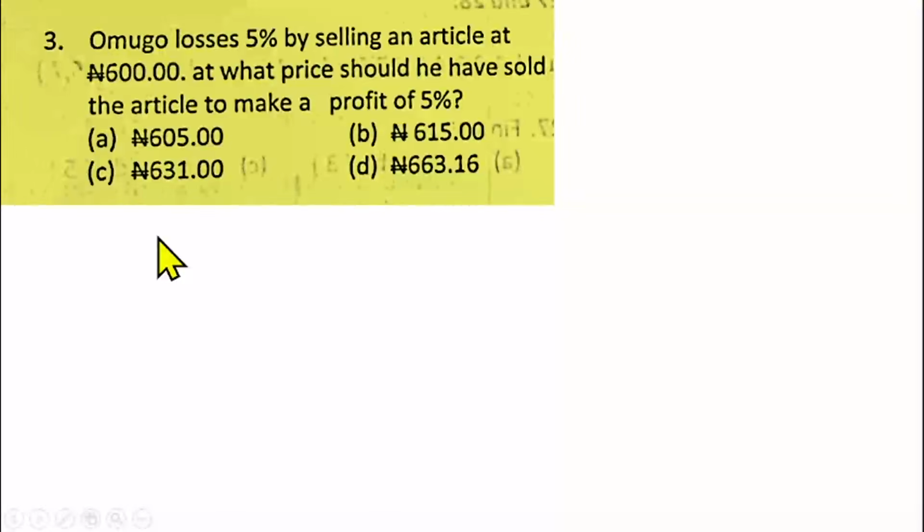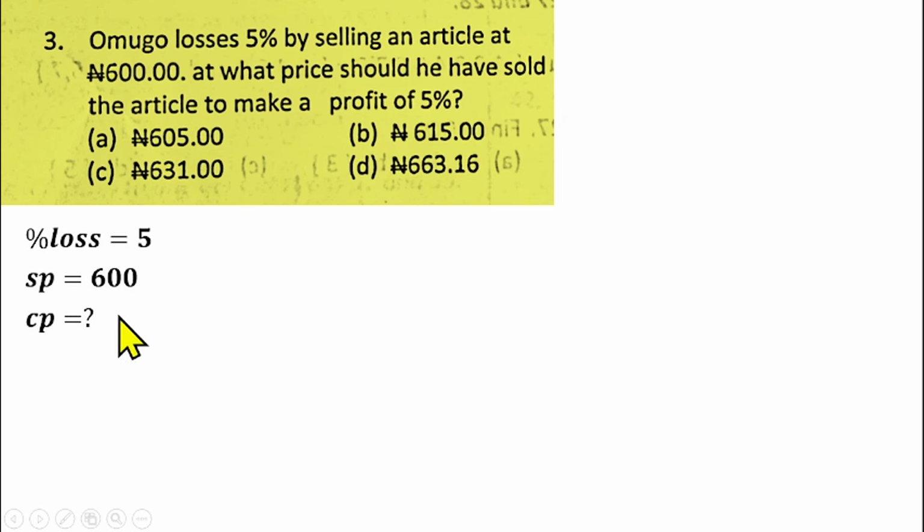Question number 3 is from profit and loss. The loss is 5% by selling an article at 600 naira. At what price should he have sold the article to make a profit of 5%? So the percentage loss is 5%, and the selling price was 600 naira. So we can get the cost price. When we get the cost price, then we will know the price we should have sold it at to get a profit of 5%.